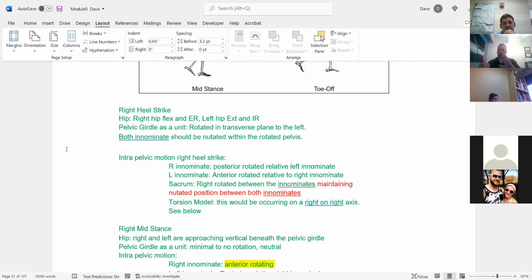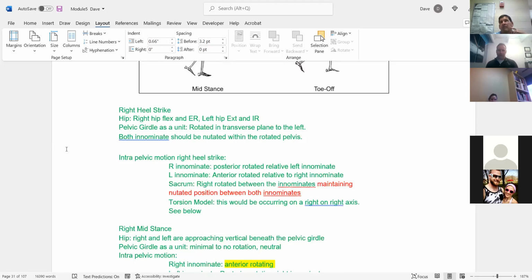Nutation is essentially the form closure position of the SI joint. So I'm not sure if you were covering that while I was gone or not, but the idea is that you get the actual articular stability of the joints being tighter together, right, and more capable of holding themselves together. So yes, that's what you're hoping for.